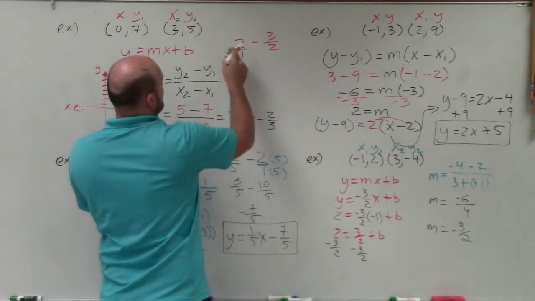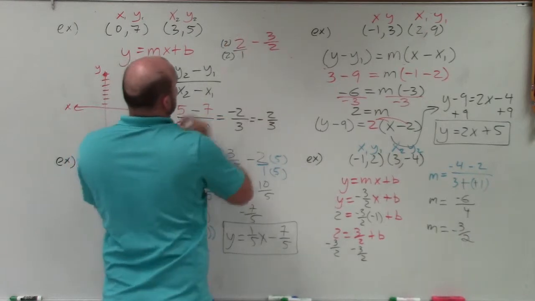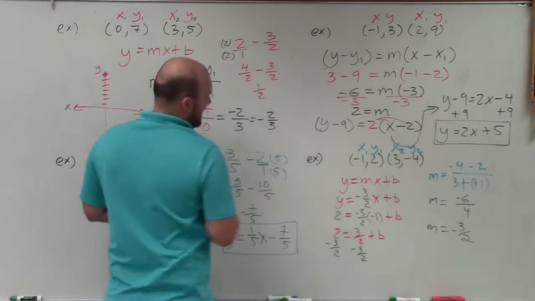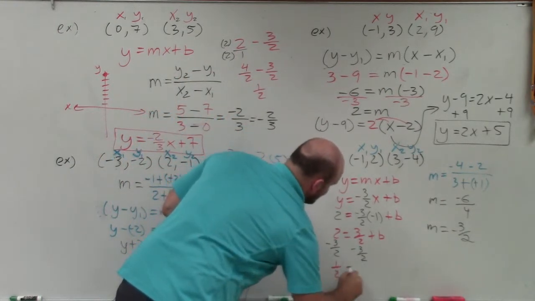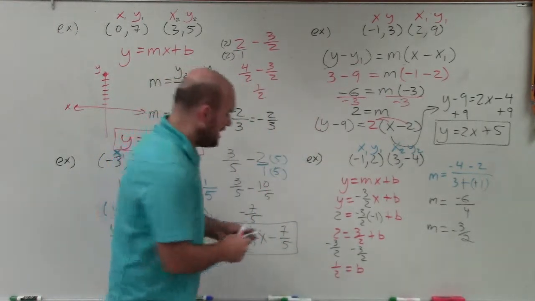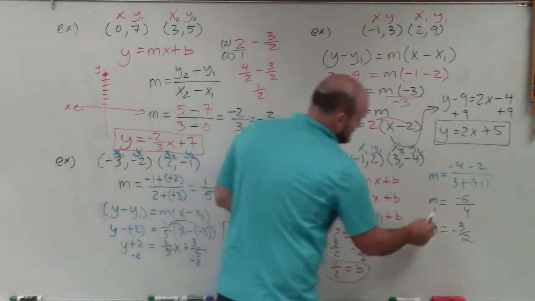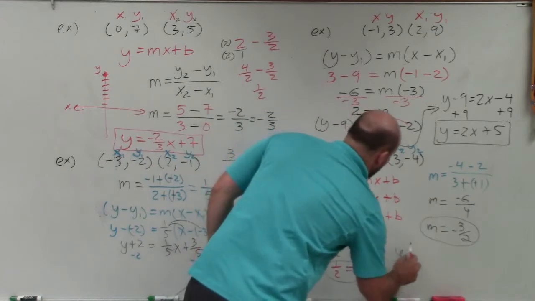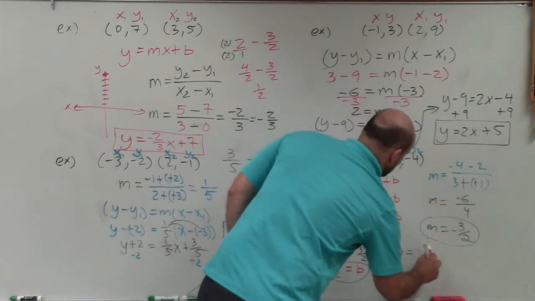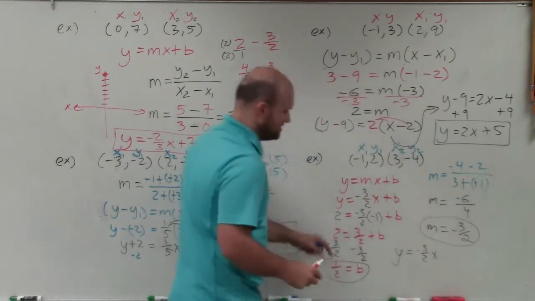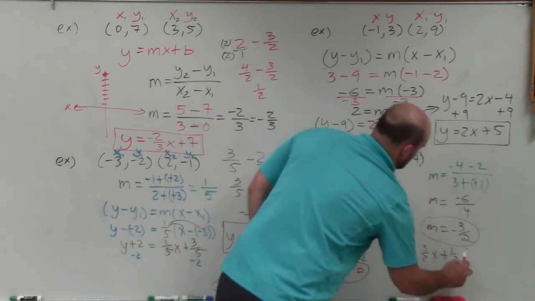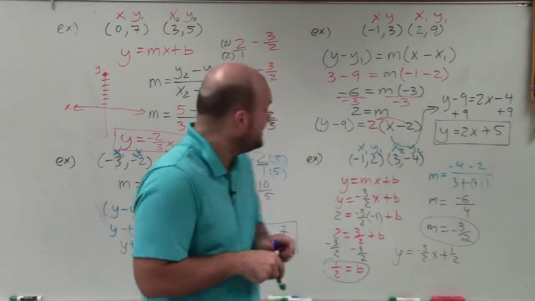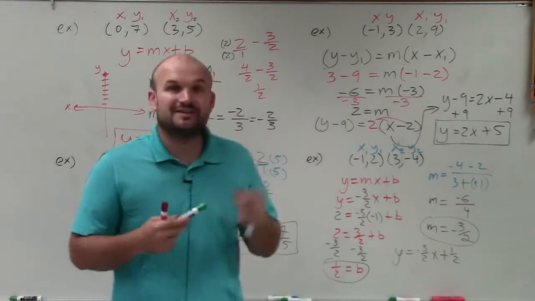Rewrite this as 2 over 1. Multiply to get common denominators. And when I do that, I get 4/2 minus 3/2, which is 1/2. So therefore, 1/2 equals b. Now I know what my y-intercept is, and I know what my slope is. So now I can just plug that into my equation and write y equals negative 3/2 x plus 1/2. So there you go, ladies and gentlemen. That is how you write the equation of a line when given 2 points.